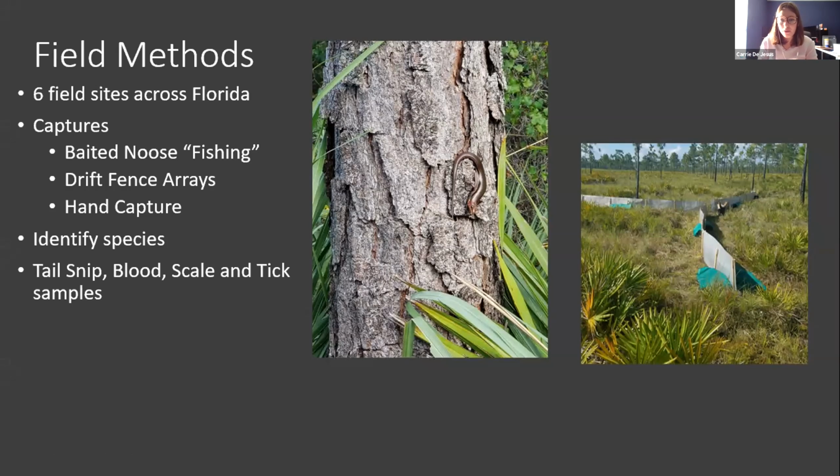And so in order to collect the ticks from the lizards, we used a technique called lizard fishing, where we would take a pole with a mealworm or a cricket attached to the end to lure the little skinks to bite onto them and then put them into a bucket and examine them. We also set out drift fence arrays to catch lizards as well. And then if we were able to capture them by hand, we also did that. And then we identified all the lizard species in the field and took tail snip, blood, scale, and tick samples if ticks were present on the lizards.